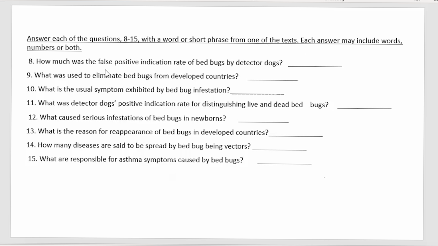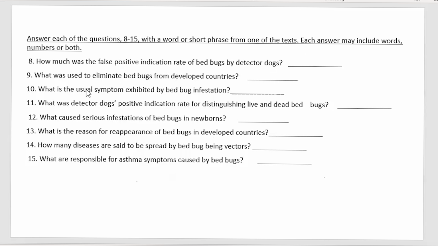How much was the false positive indication rate of bedbugs by detector dogs? So now you have made the text headings into 4 columns. First thing you have to find out in which text you'll find this answer. Then immediately go to the text and find out the answer. So here it is how much, since it is a question asked about the amount, it can be a number.